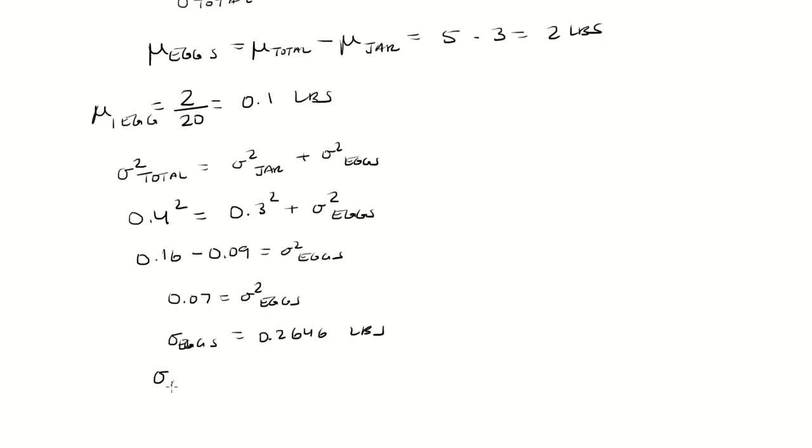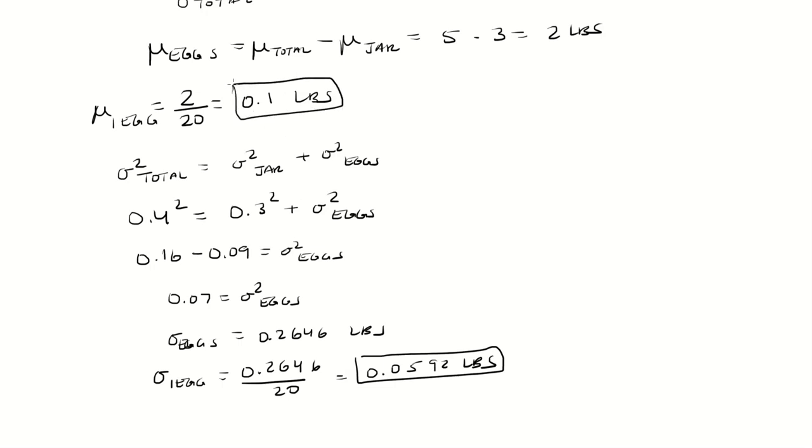To get 1 egg, we need to take the standard deviation of the 20 eggs and divide it by 20. And that's going to be about 0.0592 pounds. So to summarize, the mean of 1 egg is 0.1 pounds. The standard deviation for 1 egg is 0.0592 pounds. And that is our final answer.